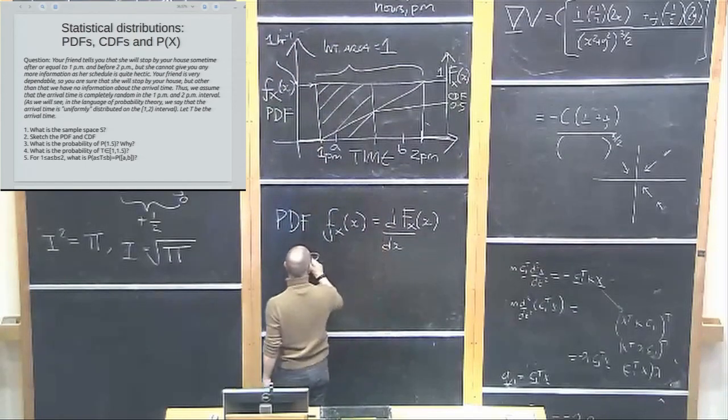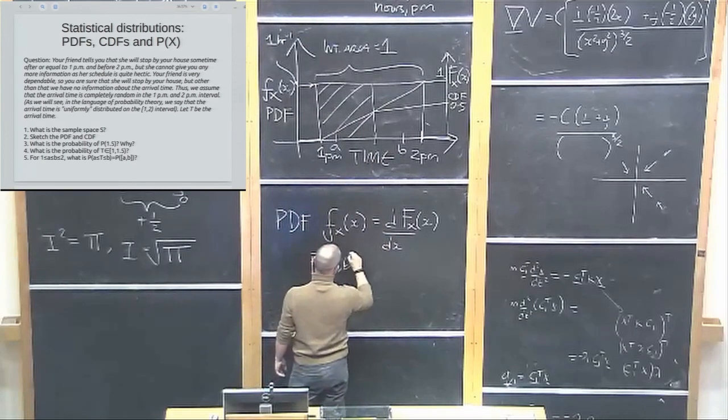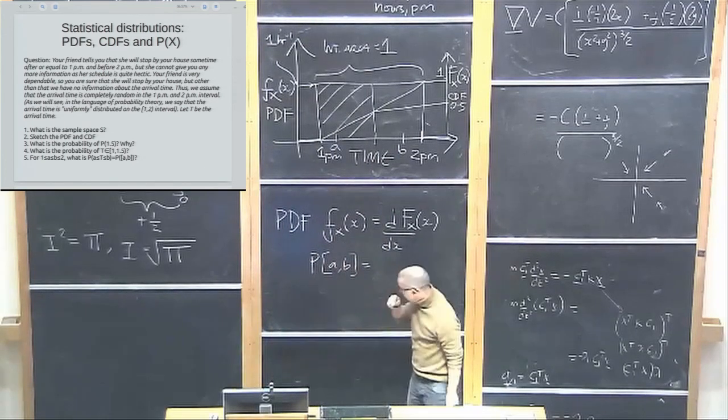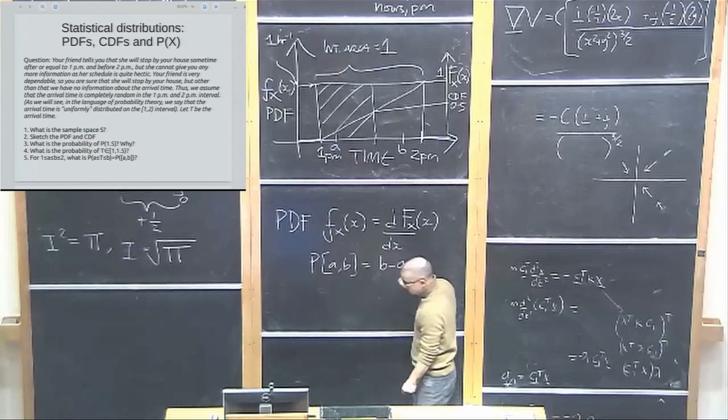So this then means that the probability of her arriving in some interval AB, in this case, is simply going to be B minus A.